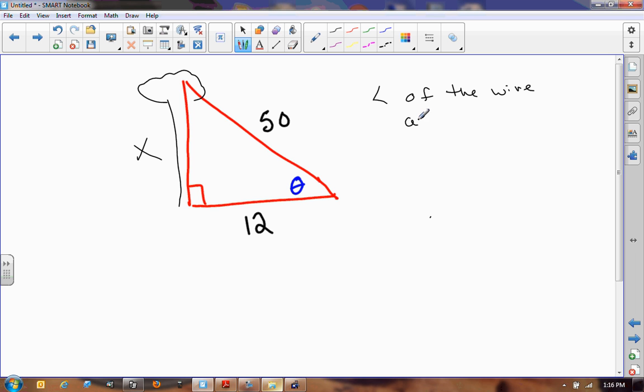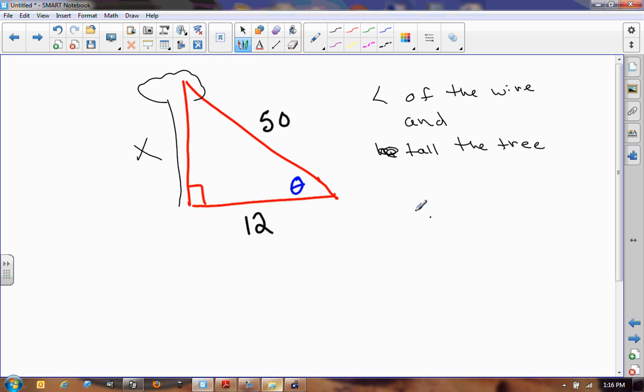and the height of the tree. How tall is the tree? Two questions. All right, so let's go at it here.